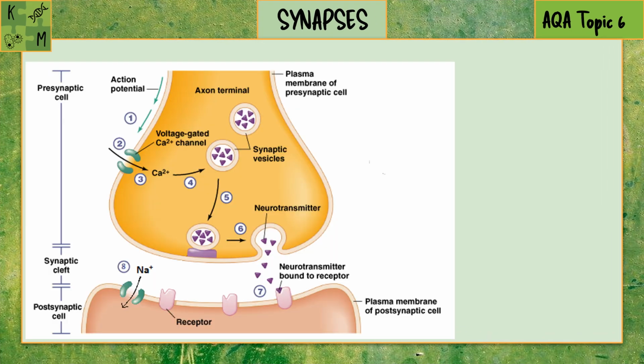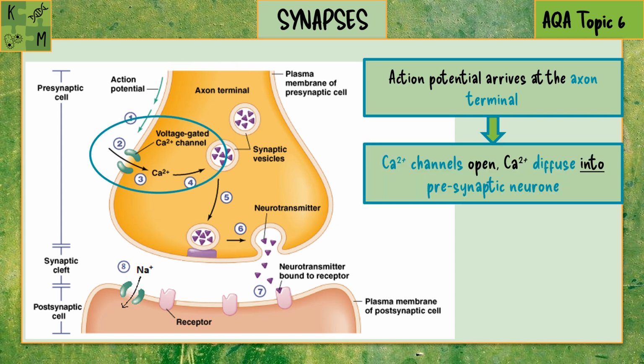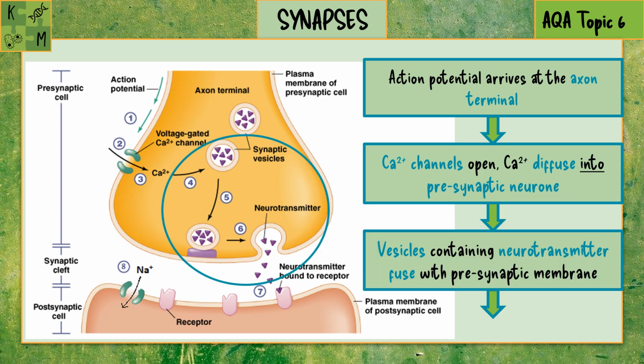The action potential arrives at the axon terminal, depolarizing the membrane of the presynaptic neuron. That is, the neuron before the synapse, here shown at the top on the diagram. Depolarization of this membrane at the axon terminal causes voltage-gated calcium ion channels to open, allowing calcium ions to diffuse into the presynaptic neuron. Within the end of the presynaptic neuron, referred to as the synaptic knob, there are vesicles containing neurotransmitter. The influx of calcium ions causes these to move towards the presynaptic membrane and fuse with it.